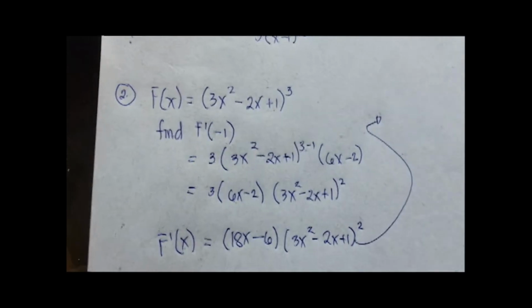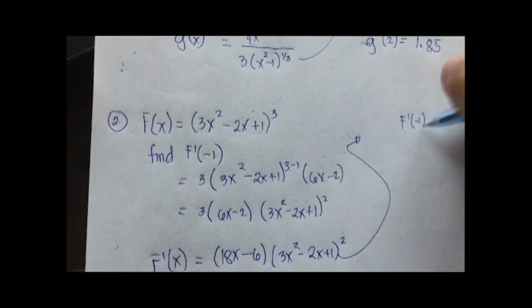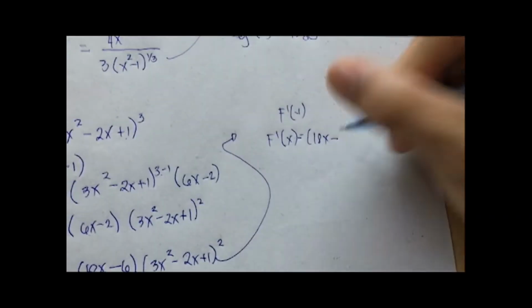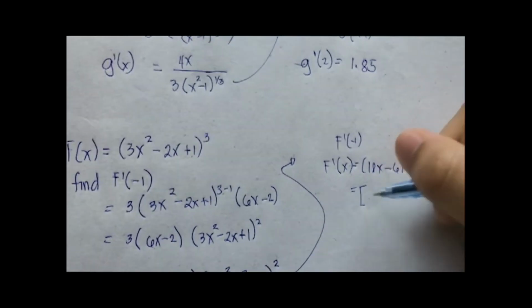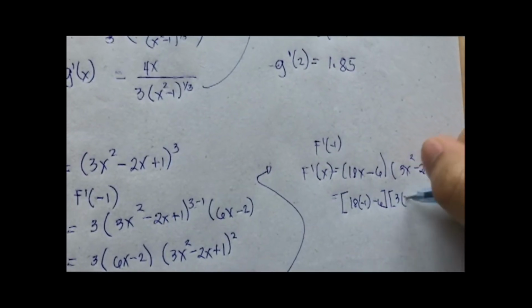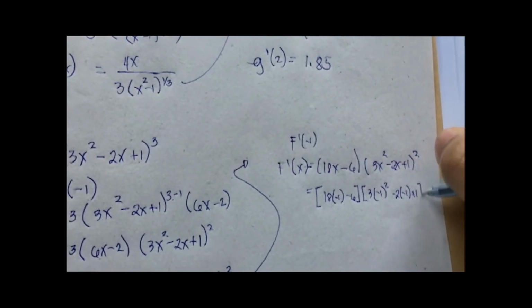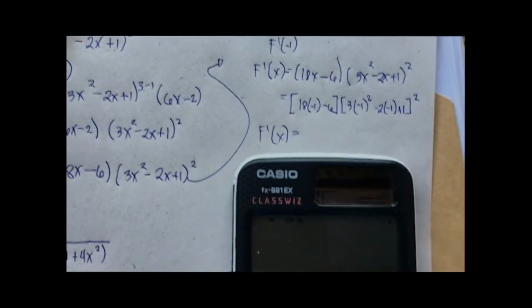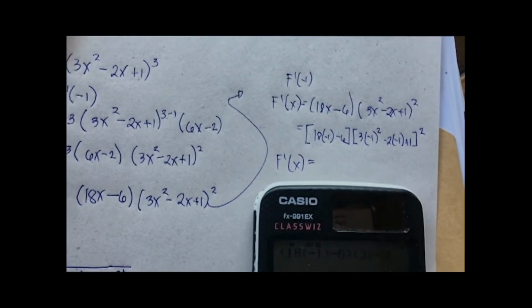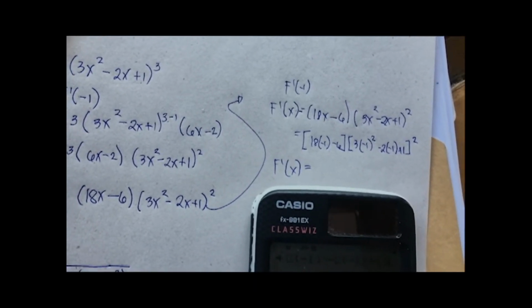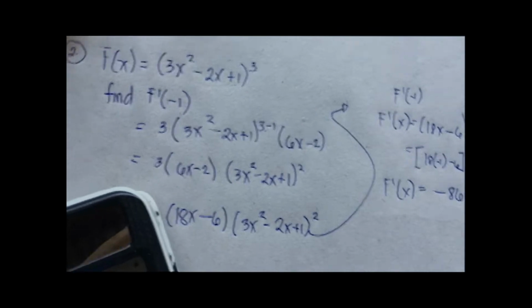After getting the derivative, substitute the corresponding value of your x, which is negative 1. So, your f prime of negative 1: your derivative is (18x minus 6) times (3x squared minus 2x plus 1) squared. So, substitute directly. 18 times negative 1 minus 6, times 3 times negative 1 squared minus 2 times negative 1 plus 1, squared. And you will now have your final answer. Just calculate it to make it easier. The answer is negative 864. Okay? This is your answer. Negative 864.